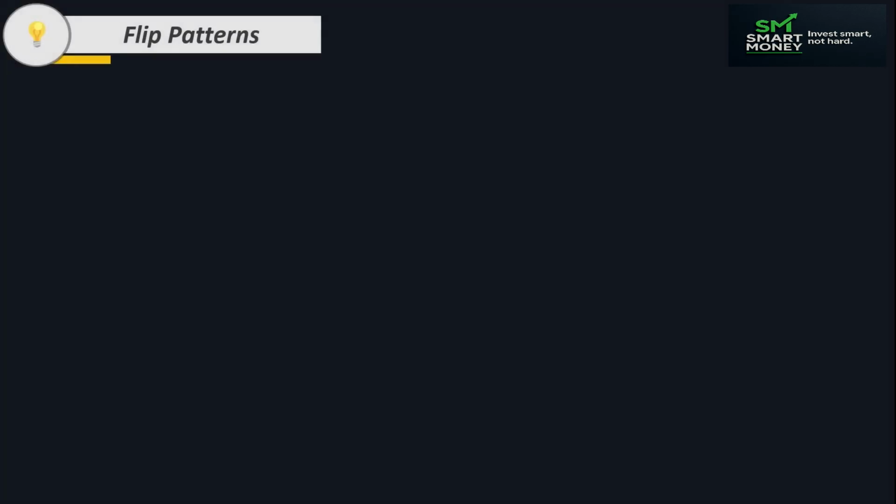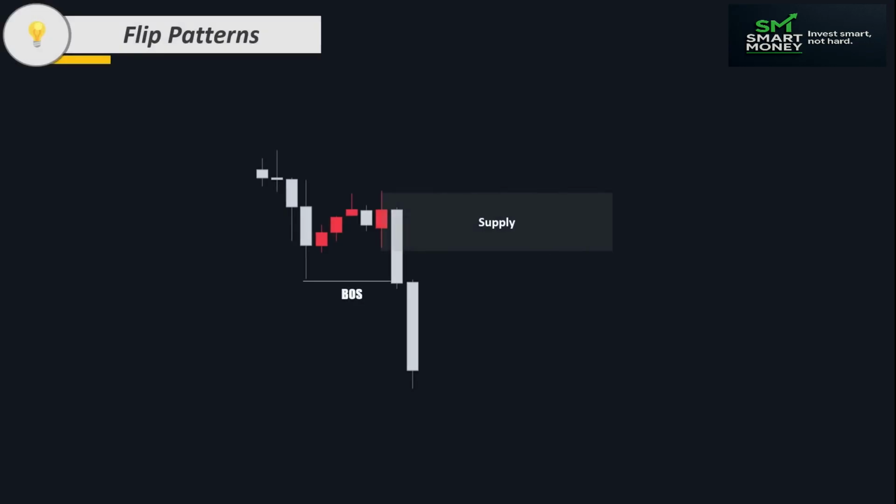Similarly, a bullish flip zone forms when price shows a minor reaction to the latest supply and then immediately breaks above it.